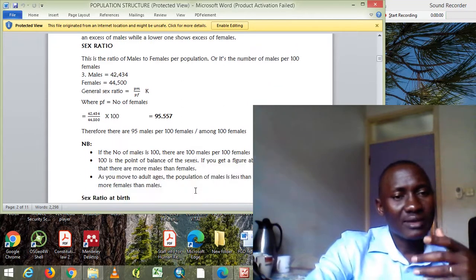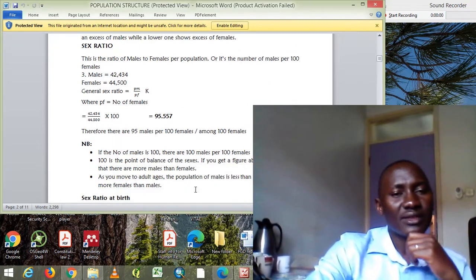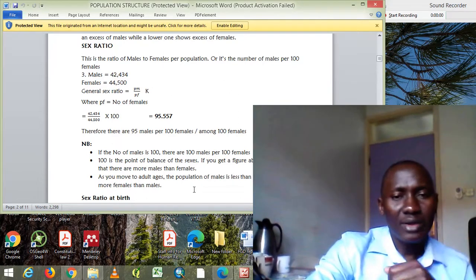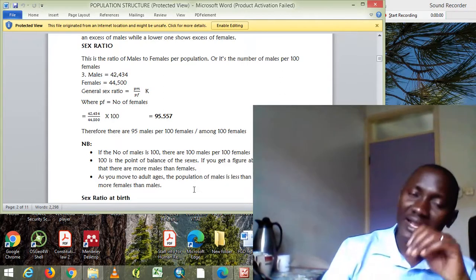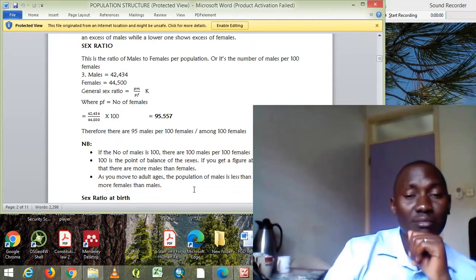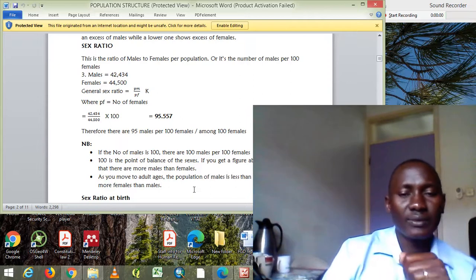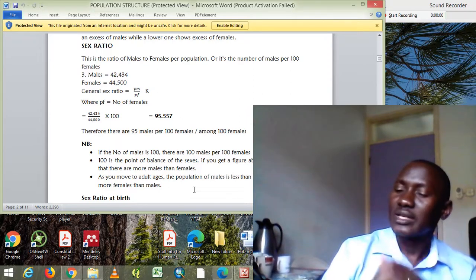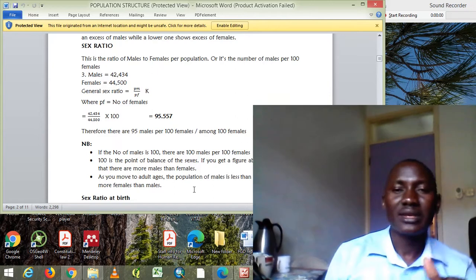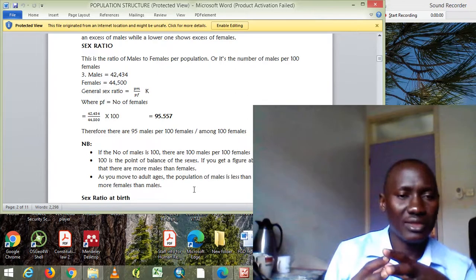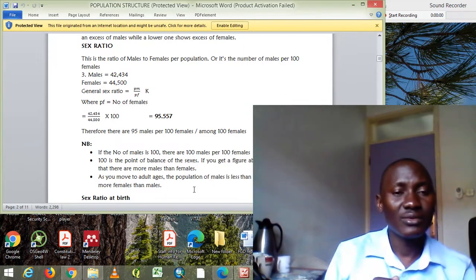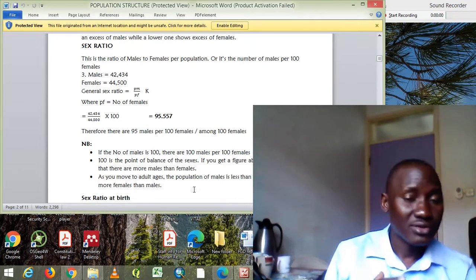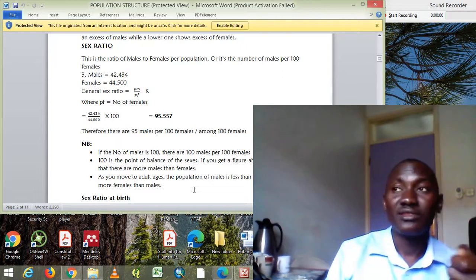But note that if the number of males is 100, there are 100 males per 100 females. So if you calculate the general sex ratio and the answer comes as 100, it implies that there is an even balance. 100 is the point of balance of the sexes, and if you get a figure above 100, it means there are more males than females, according to the general sex ratio.